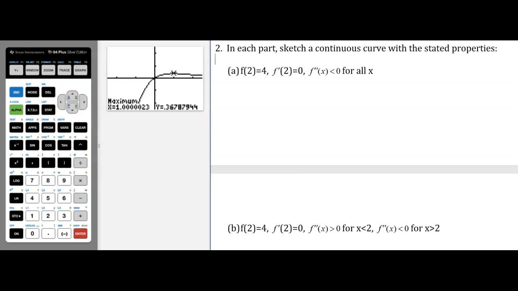Okay, so for this very last video, I'm just going to go through these miscellaneous examples that try to incorporate aspects of a function, the derivative, and the second derivative all at once. And so in this first example, it says f of 2 is equal to 4. That's just a point. F prime of 2 is equal to 0. That tells us the slope of our original function at x equals 2 is equal to 0. So I'm going to have potentially a relative extrema right there, horizontal tangent line.